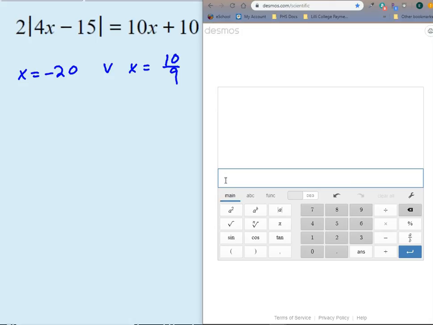So one way you can do this is you can start off with just x's, and this might be handy. So we'll do 2 times absolute value. Well, there's my button for absolute value. It's a real common one right there. Absolute value of 4x minus 15. Okay? There's the left side. The right side is 10x plus 10. Okay, now all I got to do is go up here and I'm going to replace the x. So I'm going to highlight the x and I'm going to replace it.